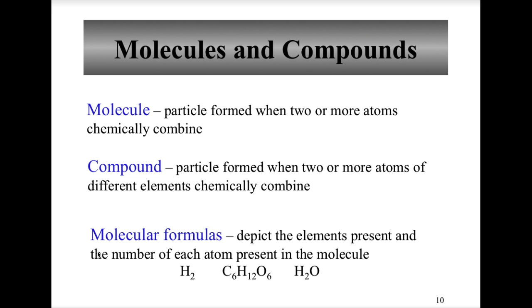Molecules and compounds. Molecules are particles formed when two or more atoms chemically combine. A molecular formula represents the numbers and kinds of atoms in a molecule. If atoms of the same element combine, they will produce molecules of that element. For example, oxygen gas, abbreviated O2, is its molecular formula. So you have two oxygen atoms to create one oxygen gas molecule. The other one would be nitrogen gas, N2.